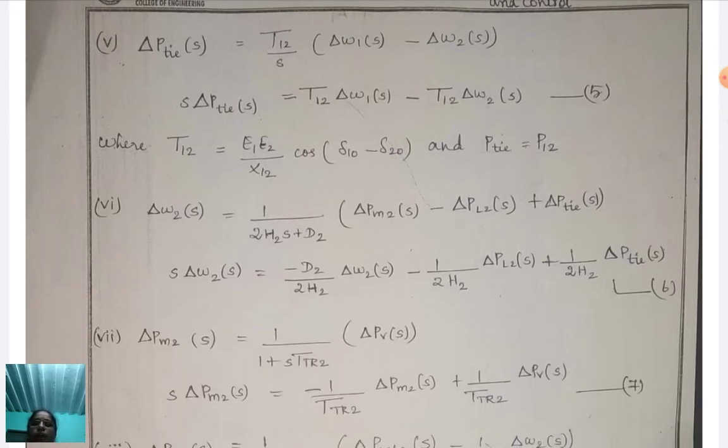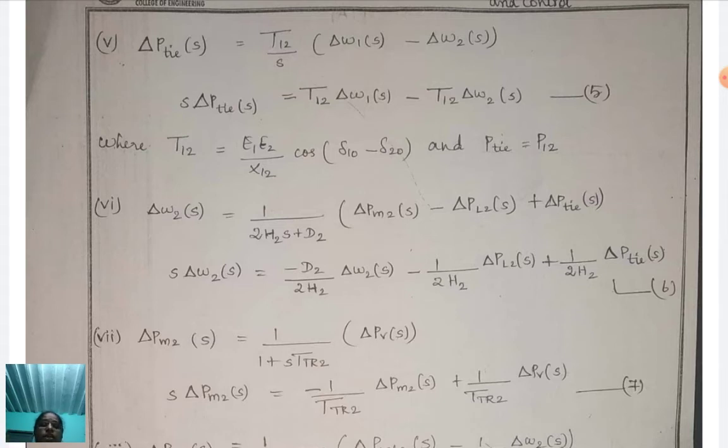The next, del omega 2 of s equals 1 divided by 2H2 s plus D2 into del P M2 of s minus del PL2 of s plus del P tie of s. So the area 2 equation up to the fifth, that means for the fourth equation we have to write down for area 1 the generator model, turbine model, power system model, and then proportional integral controller, and then you can write the power interchange from area 1 to 2 using the tie line.